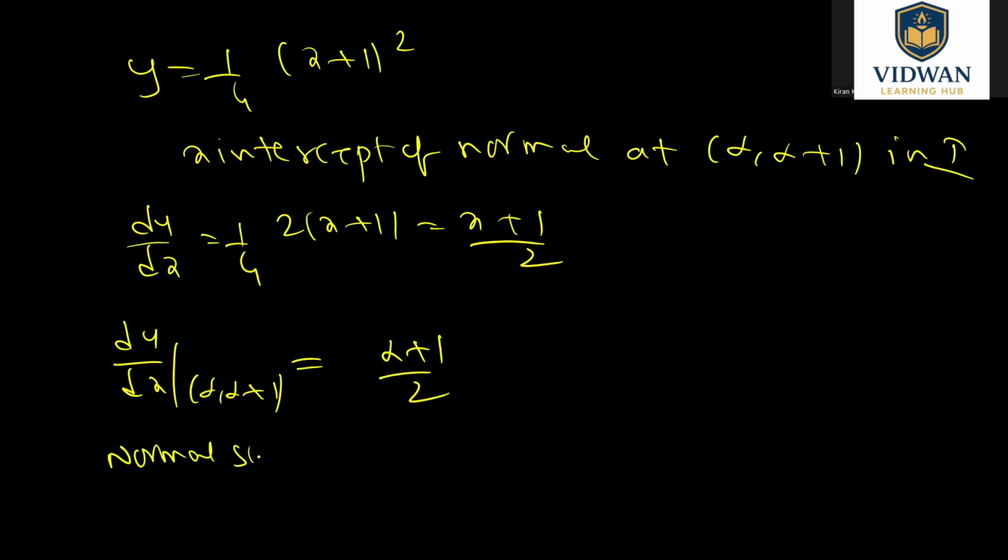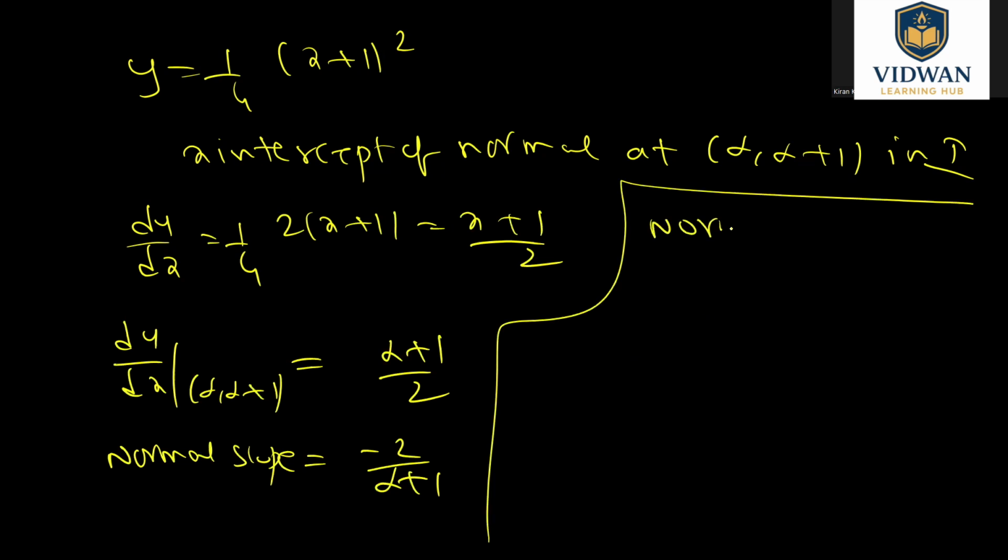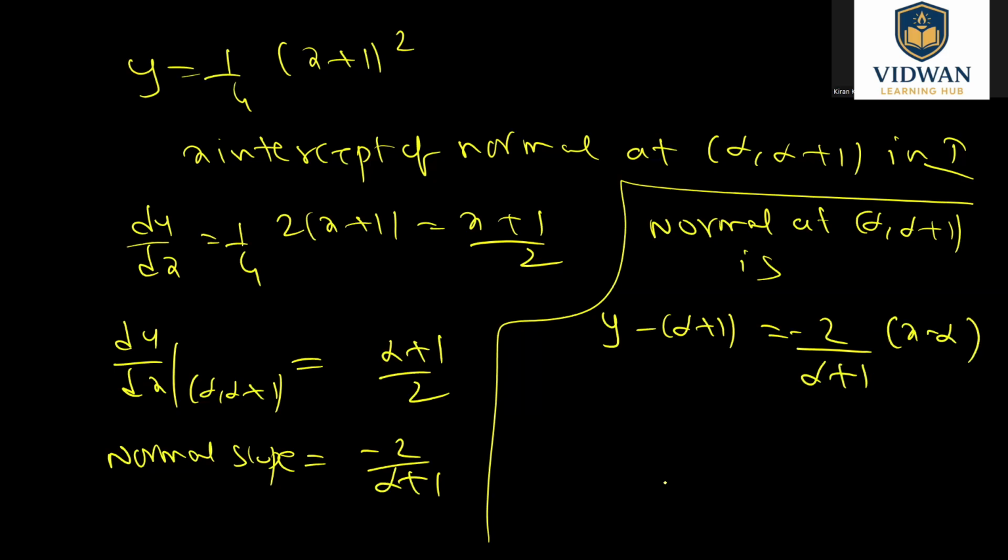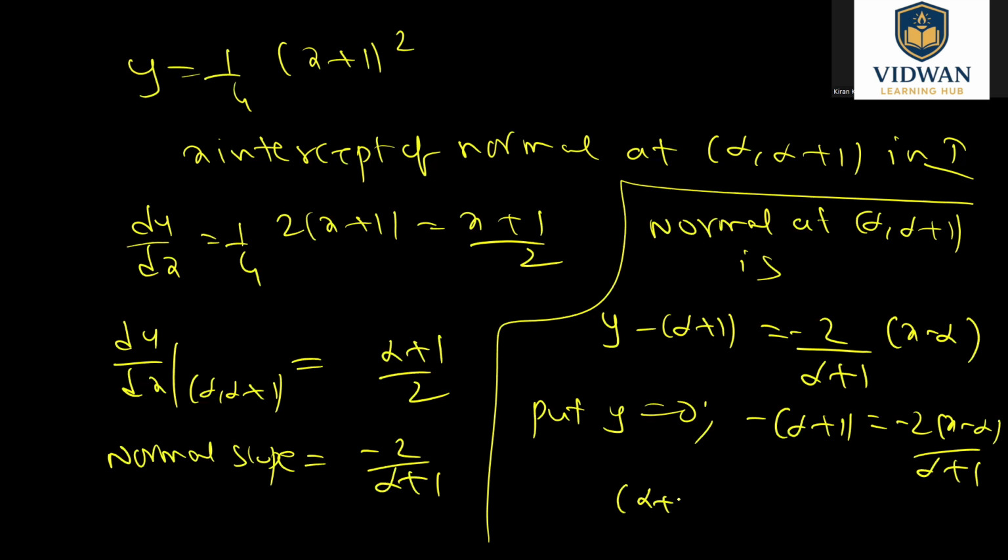So what will be the normal slope? Minus 2 by (alpha plus 1). And once you write that, what is the normal equation? So normal at (alpha, alpha plus 1), if I write down, is y minus y1 equal to slope into (x minus x1). And after you write this, since you want the x-intercept of the normal, put y equal to 0. So you will get minus of (alpha plus 1) equal to minus 2 into (x minus alpha) by (alpha plus 1). So cross multiply, you will get (alpha plus 1) whole square equal to 2 into (x minus alpha). Minus will cancel on both sides. So you'll get the x-intercept from here. X minus alpha is (alpha plus 1) whole square by 2. So the x-intercept is alpha plus (alpha plus 1) whole square by 2.